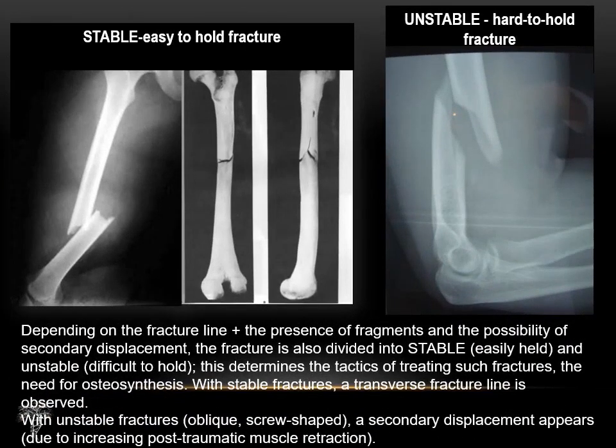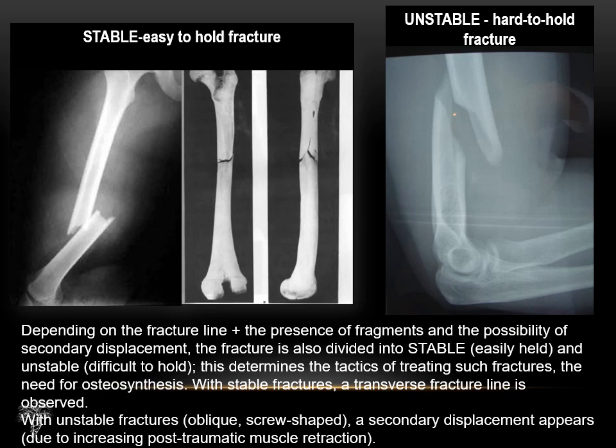Another interesting term that is not commonly mentioned in the diagnosis, but at the same time is extremely important for a practicing traumatologist. Fractures are usually divided into easily held, sometimes called stable fractures, and hard to hold, that is, unstable fractures. What is the essence of this topic? The prognosis and the methods that we will use to treat this fracture.